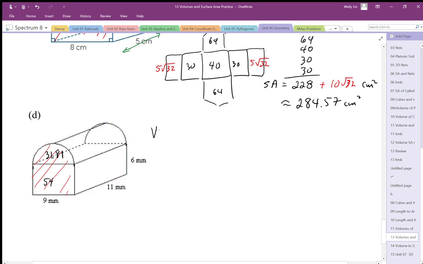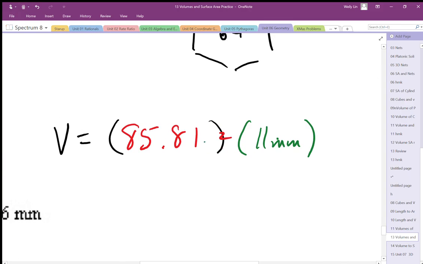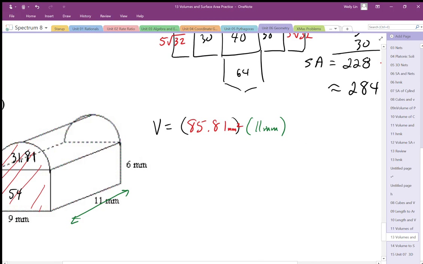So then if I want to calculate the volume, I can take that same area, that red area, which is 85.81 centimeters squared, and I'm going to give it a depth of 11. That's going to be times 11, sorry, that's millimeters, isn't it? Millimeters of depth. So that should not be centimeters, but millimeters. Okay, so there's my calculation for volume.